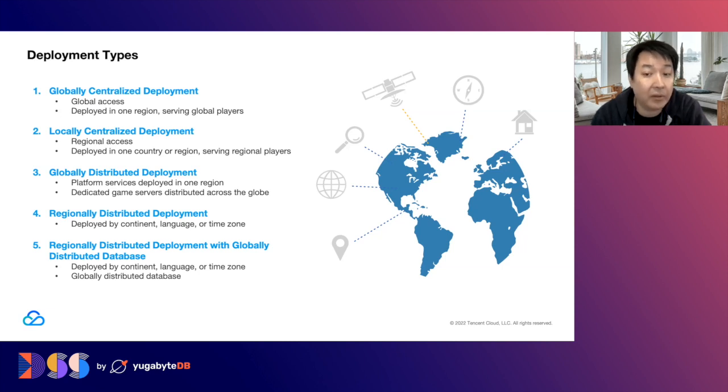The first type is the global centralized model. The second type is the local centralized deployment model. The third type is the global distributed deployment model. And the fourth type is the regional distributed deployment model. Now, with global distributed database, we'll introduce a 5th type, and what are the benefits of that?